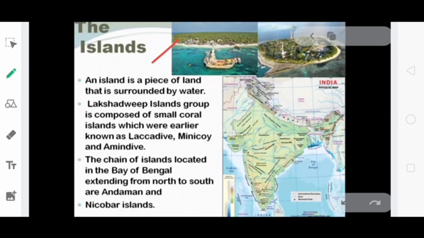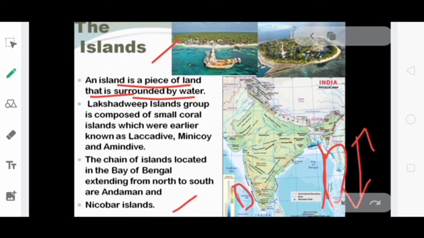Next are the islands. An island is a piece of land that is surrounded by water. We have two groups of islands. In this area we will find the Lakshadweep Islands, and towards this side we will see the Andaman and Nicobar Islands. Lakshadweep Islands group is composed of small coral islands which were earlier known as Laccadive, Minicoy and Amindivi. A chain of islands located in the Bay of Bengal, extending from north to south, are the Andaman and Nicobar Islands.